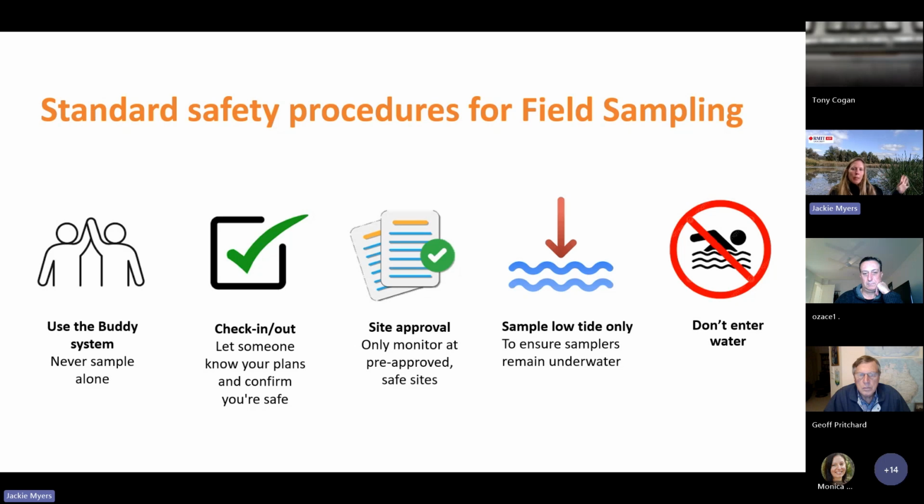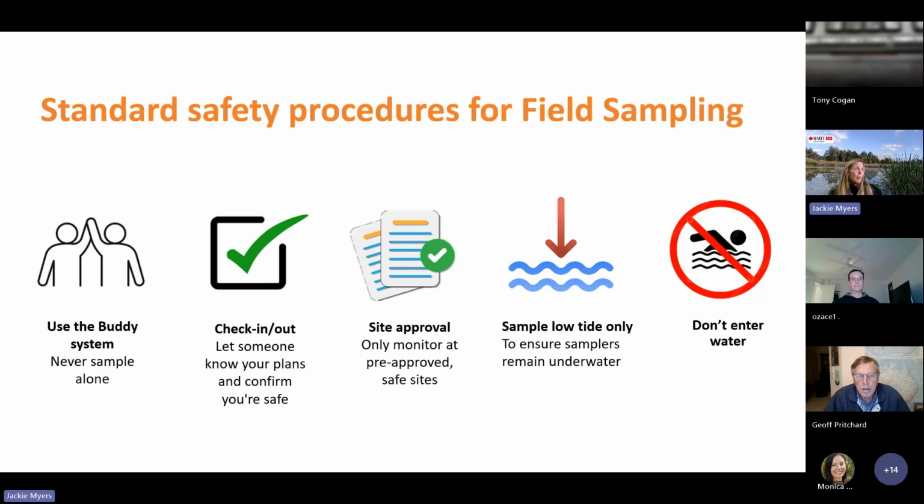As I mentioned, these are standard safety procedures to consider during field sampling. One of the most important is that, given that you'll be working near water, we always use a buddy system. So we never sample alone. There needs to be at least 2 people on site when we're undertaking sampling. It's important to inform someone who is not in the field about your activities, so that if something happens and you don't turn up somewhere, someone goes, oh, what's happened to them? You can then notify them once you've safely returned home after sampling.